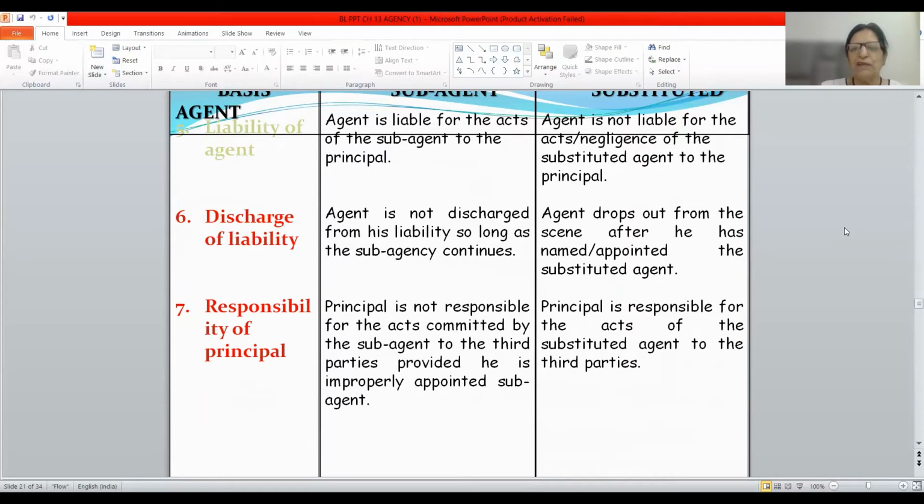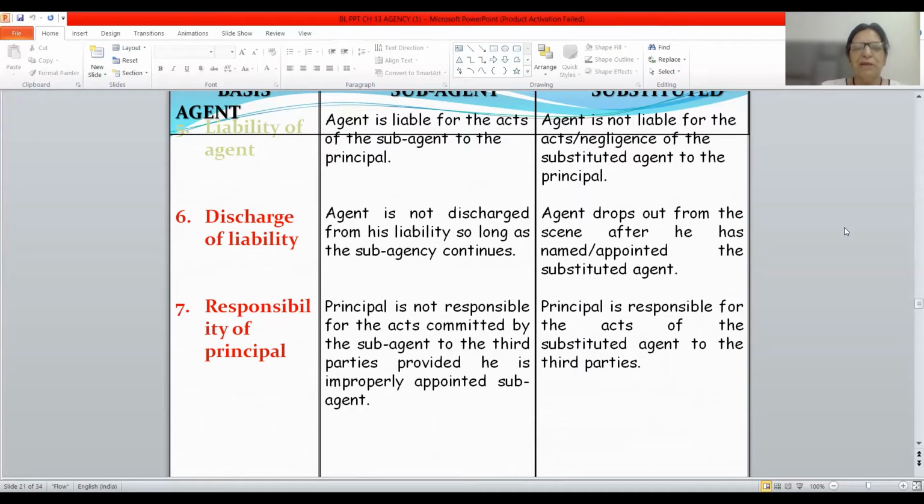The agent drops out from the scene after he has named or appointed the substituted agent. So then his role is over after he is appointed. Say he says, my friend is looking for a job, and he tells his principal that you can appoint him as substituted agent. Then his job is over. He drops out from the scene.